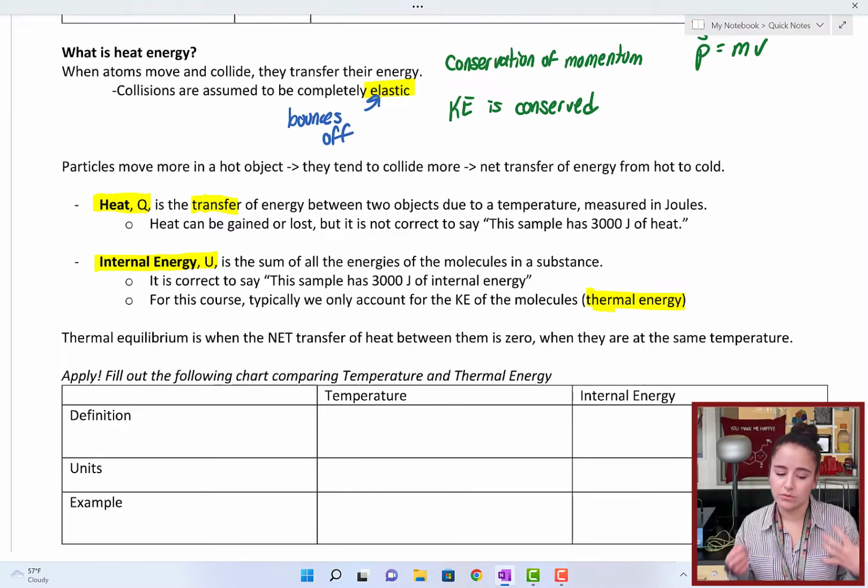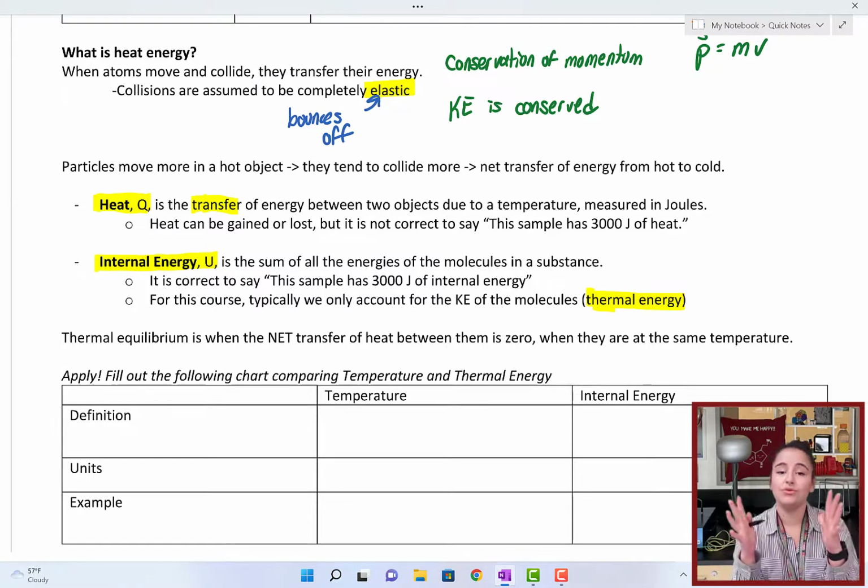Internal energy, which we use the letter U for, is the sum of all of the energies of the molecules. So heat is that energy that's transferred, but if you're talking about a substance, it gained that energy. So that energy became part of its internal energy. So it would be correct to say a sample has 3,000 joules of internal energy, okay? And we typically just count the kinetic.